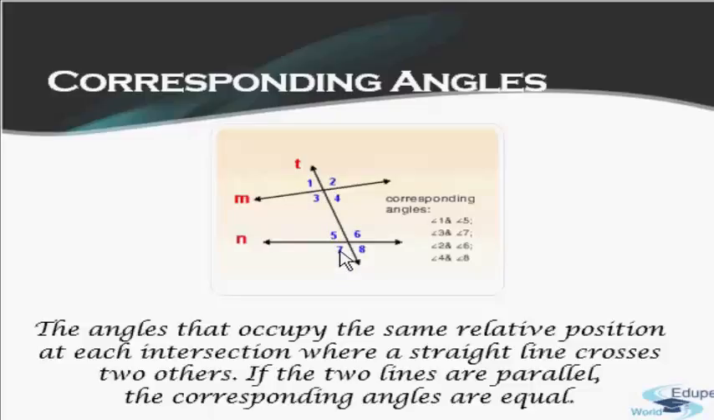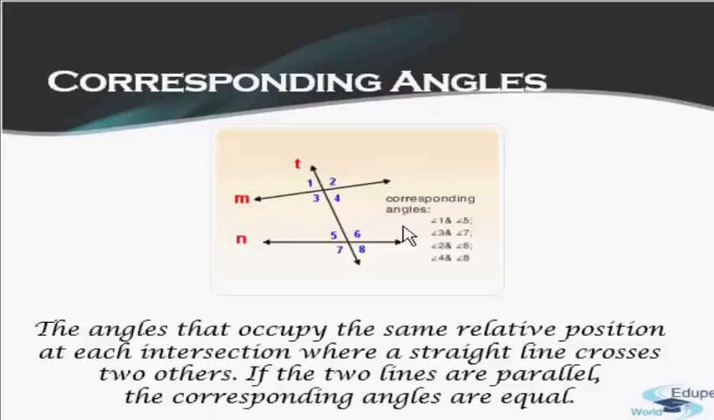Now the important thing to remember over here is that the corresponding angles are equal. So 3 and 7 are equal, their magnitudes are equal. Just like that, 1 and 5 are equal, 2 and 6 are equal, 4 and 8 are equal. So if angle 3 over here is 51 degrees, then 7 is also going to be 51 degrees.